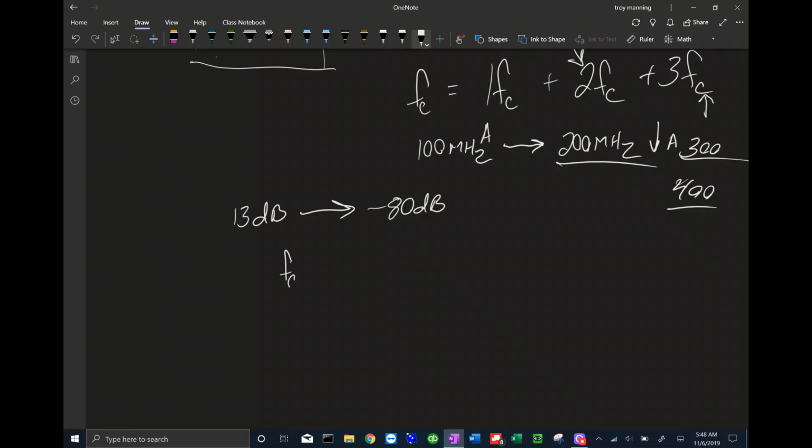So if our F sub C is sitting at 13 dB, we have to be at least a negative 67 dB as far as the energy that we measure on each one of these unintended frequencies, right? So we have to do filtering, and we have to do a lot of other things to make sure that we're not putting out frequencies that aren't supposed to be there.